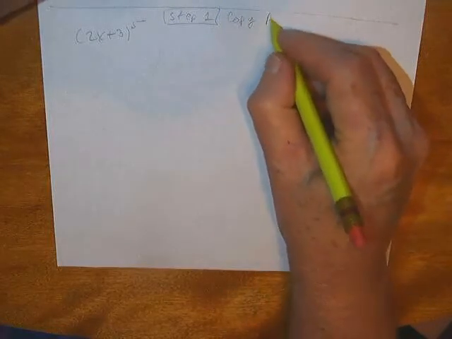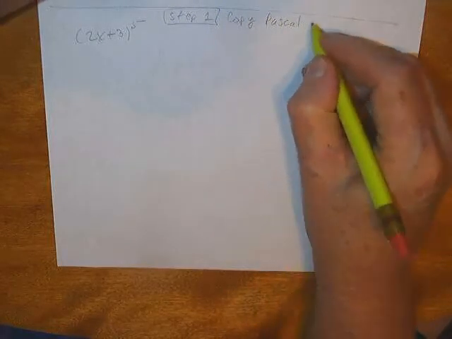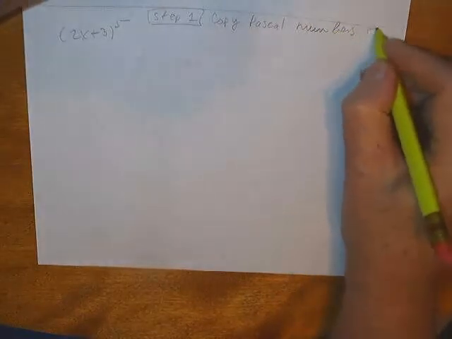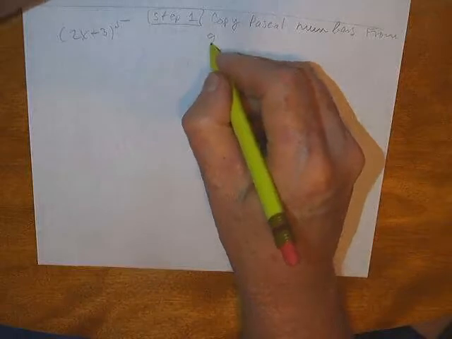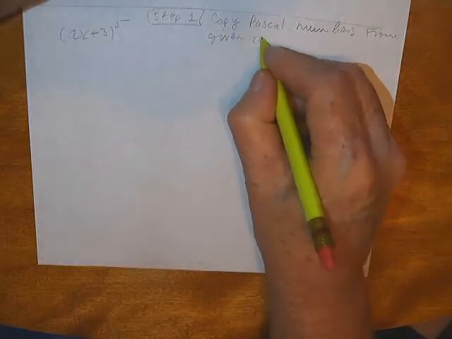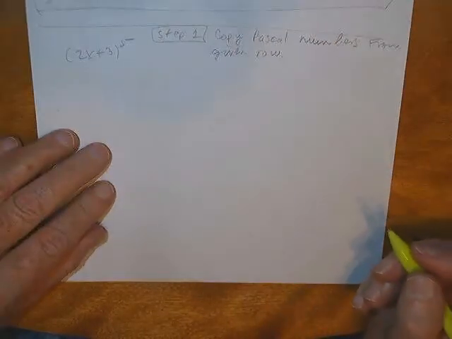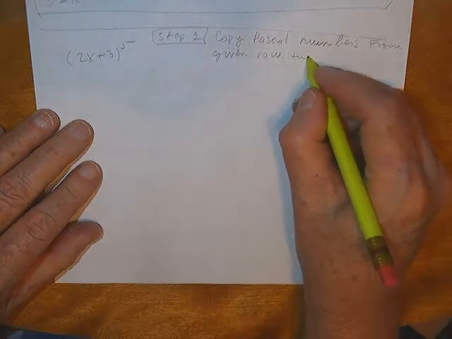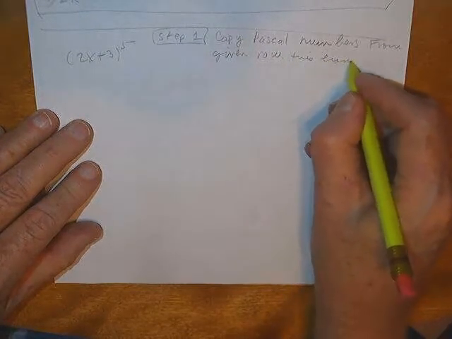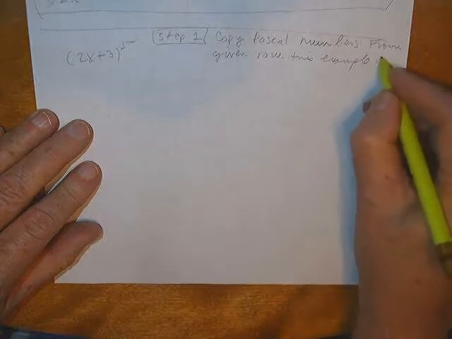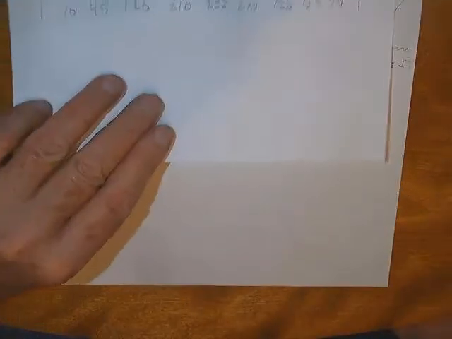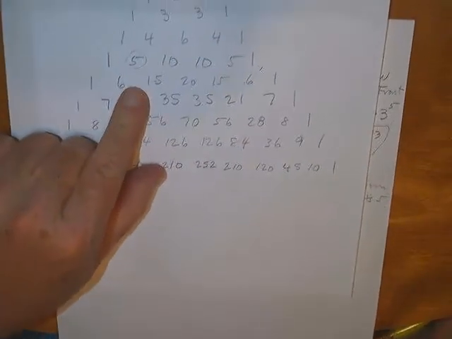You want to copy the Pascal numbers from the given row, which in this case is 5. In this example, it's 5. It's the power. Okay, so look right here. There's the 5th row.